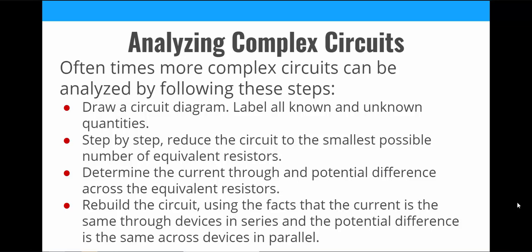Then step by step, reduce the circuit to the smallest possible number of equivalent resistors. We'll go through these steps in a second. If you have a bunch of things in series and parallel, go to one area where you can see, okay, these two are definitely in parallel with each other, or definitely in series with each other and with nothing else. If they're in parallel, you know the rule for how to reduce parallel things. So combine that into one resistor or capacitor, whatever.